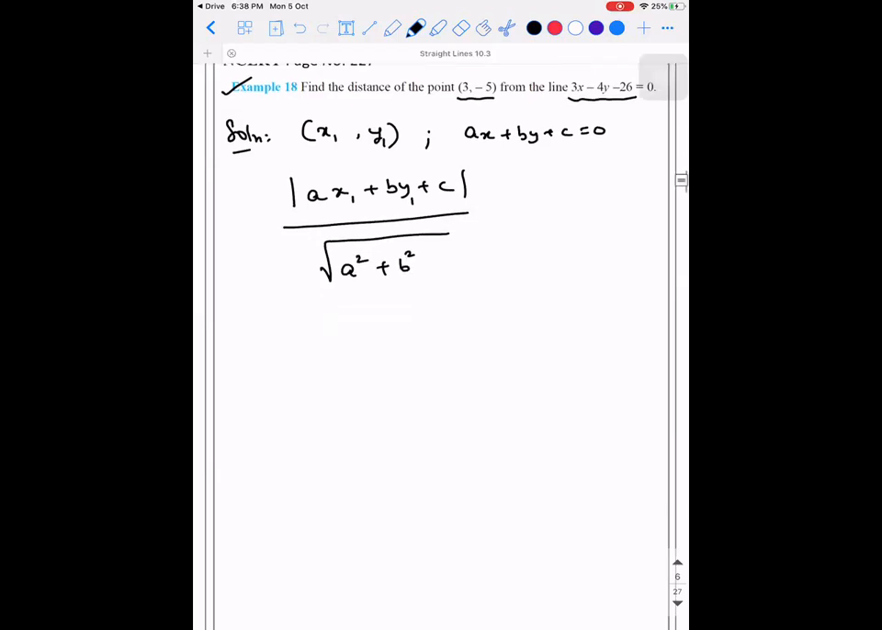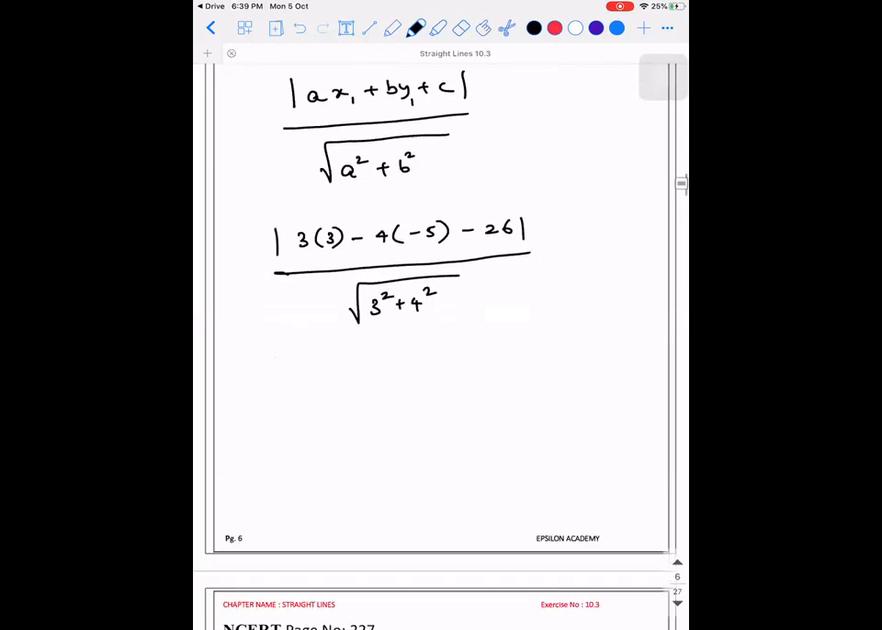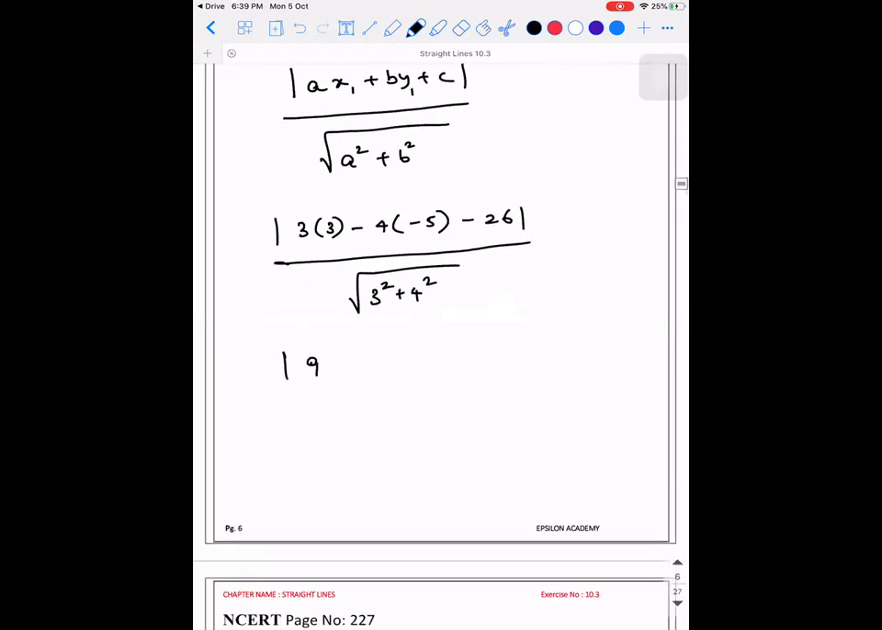So apply the formula and tell me: modulus of 3 into, in the place of x, what will you substitute? 3 into x1, minus 4 into, in the place of y, you will substitute minus 5, minus 26, the whole divided by root of 3 square plus 4 square. So what will the answer be? 9 plus 20 minus 26 divided by 5. So 20 minus 26 is minus 6 plus 9, 3 divided by 5 units.